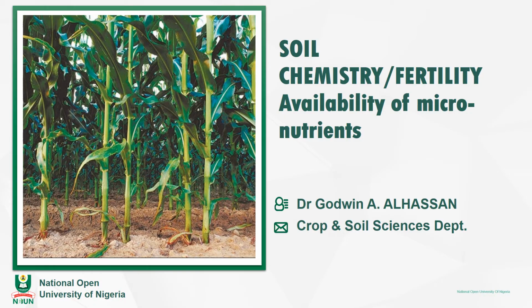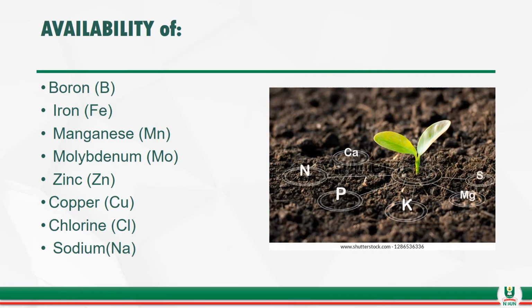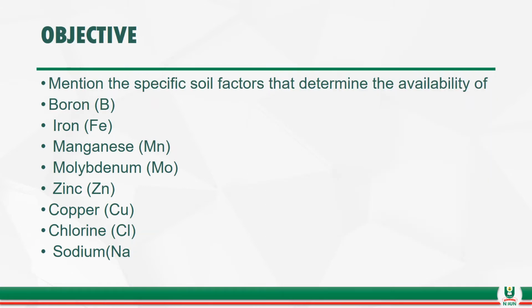You are welcome to our regular course on SLM 305, and our topic today is availability of micronutrients. These micronutrients include boron, iron, manganese, molybdenum, zinc, copper, chlorine, and sodium. Our objectives include mentioning the specific soil factors that determine the availability of boron, iron, manganese, molybdenum, zinc, copper, chlorine, and sodium.